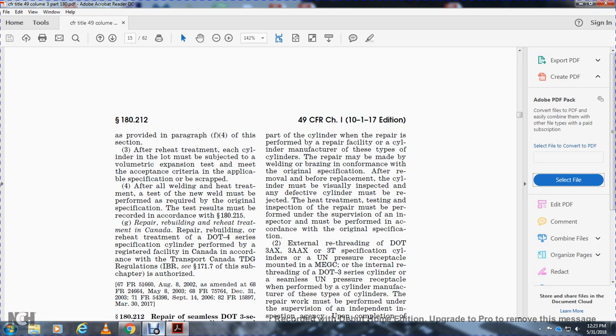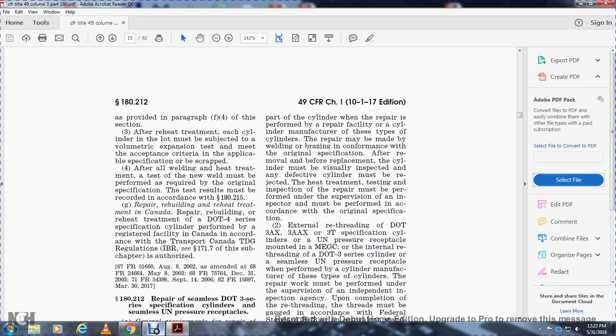Repair and rebuilding, reheat treatment of Canadian cylinders in Canada. Repair and rebuild or reheat treatment of the 4 series specification cylinders performed with the registered facility of Canada in accordance with the Transportation of Dangerous Goods Regulations is authorized.